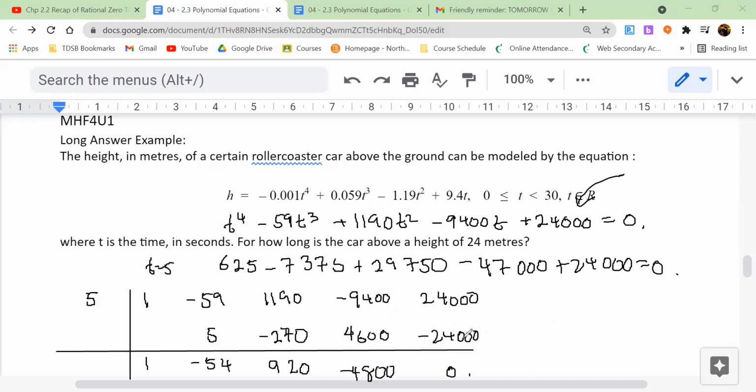Where'd you get the 5? Oh no, yeah, I'm just giving you the number, right? The factor x minus 5 is going to work. I just gave it to you because I don't want to waste your time with it. I want to show you that it works. From there, this is my new equation with the remainder of 0.